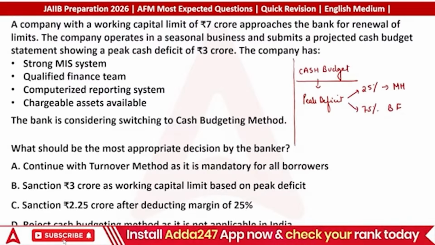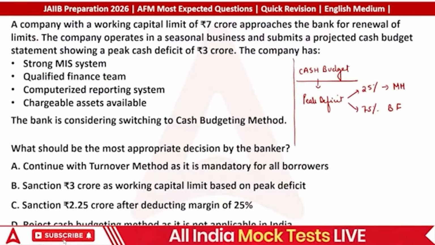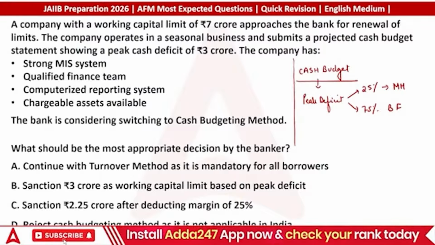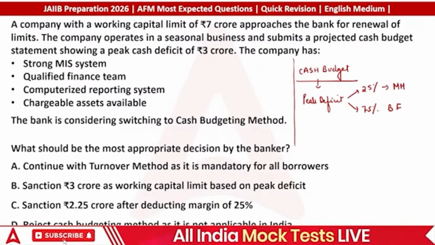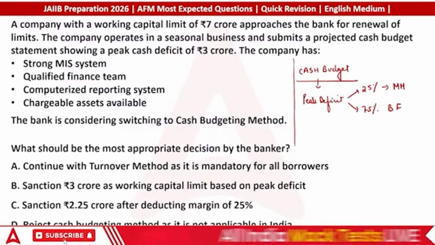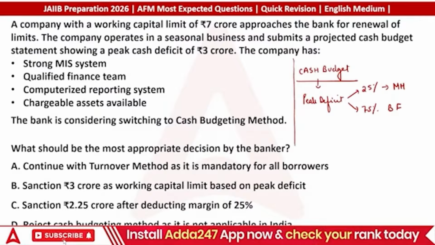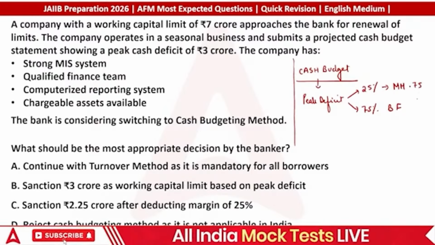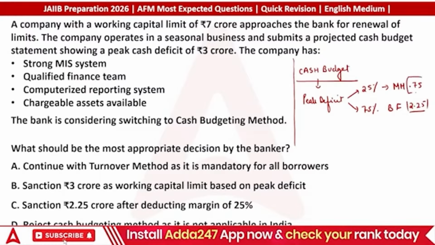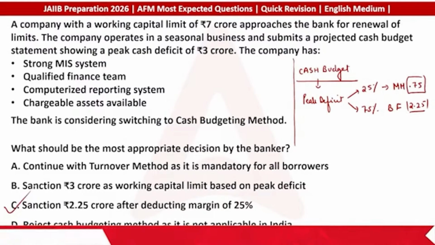The most appropriate decision by the banker: continue with the turnover method as it is mandatory for all borrowers. Sanction 3 crore as working capital limit based on peak deficit. Sanction 2.25 crore. Now, how much is the peak deficit? It is 3 crore. So 25% of 3 crore would be 0.75. So 0.75 will be our margin money, whereby 2.25 crore will be financed by the bank. Right? So the right answer will be option number C.